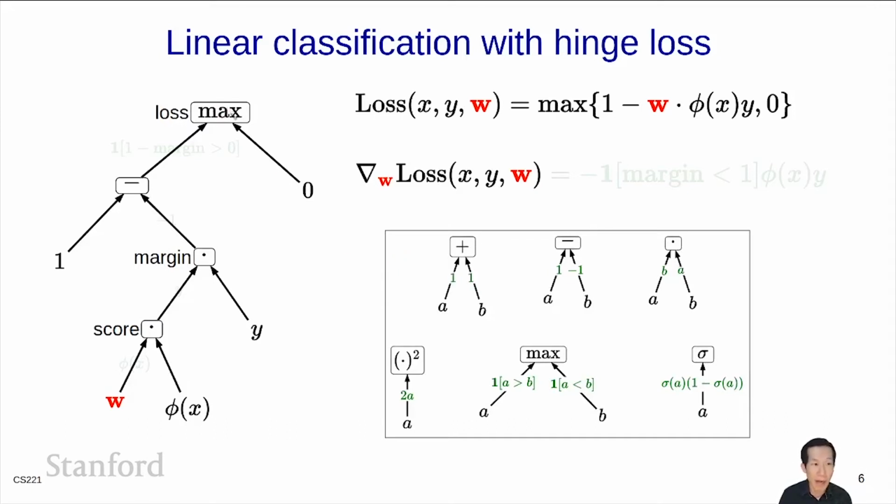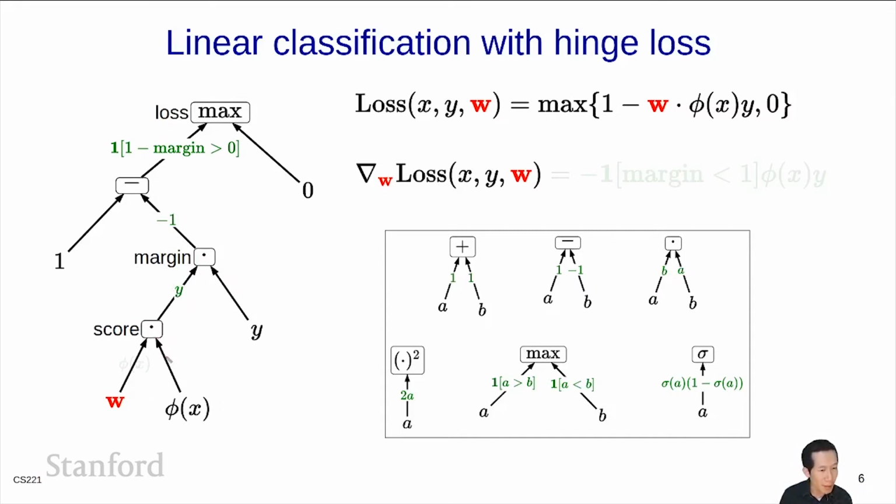So we just pattern match. Here's the max over two things. Well, what's on this edge? It's first thing greater than second thing. So the gradient here is going to be whether the first thing, which is 1 minus margin, is greater than the second thing, which is 0. And now what about this edge? Here is minus 1. So let's have minus 1. What about this times? Times is the second input, and the second input here is y.